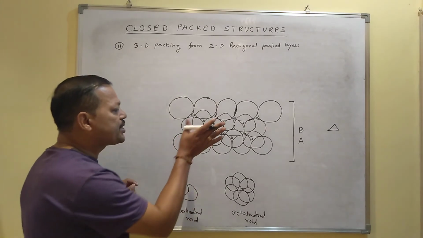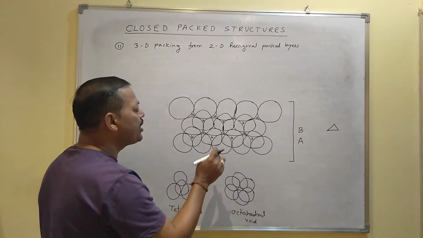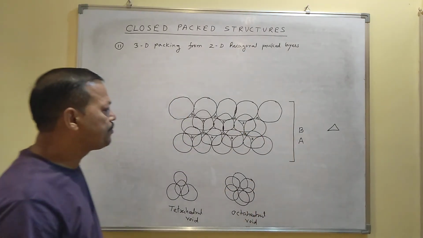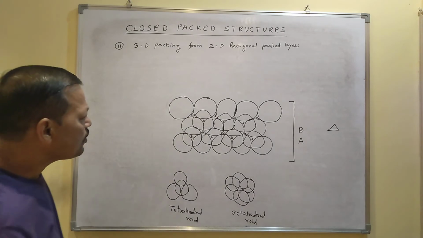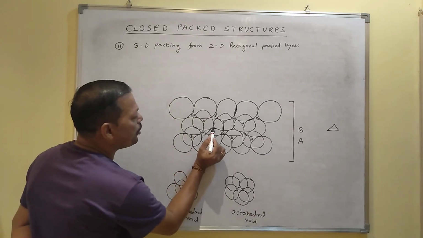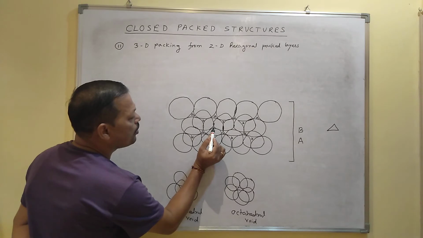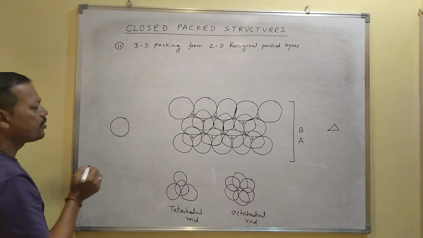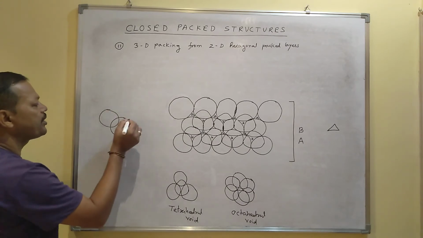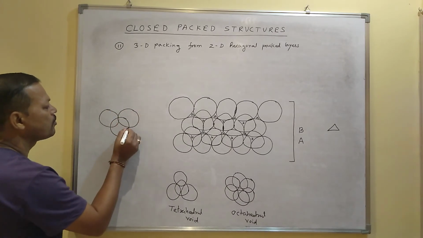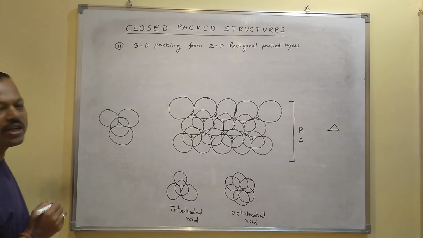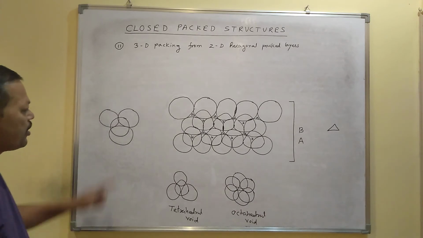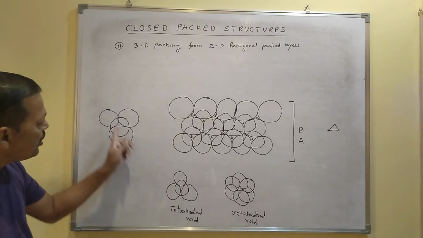So now we have placed the second layer, and since the position of the second layer is different from the first layer, the first layer is named A and the second layer is named B. Now look at this void, this is also a void. The first layer contains one particle, the second layer contains three particles like this. This shape and this shape are similar, na?